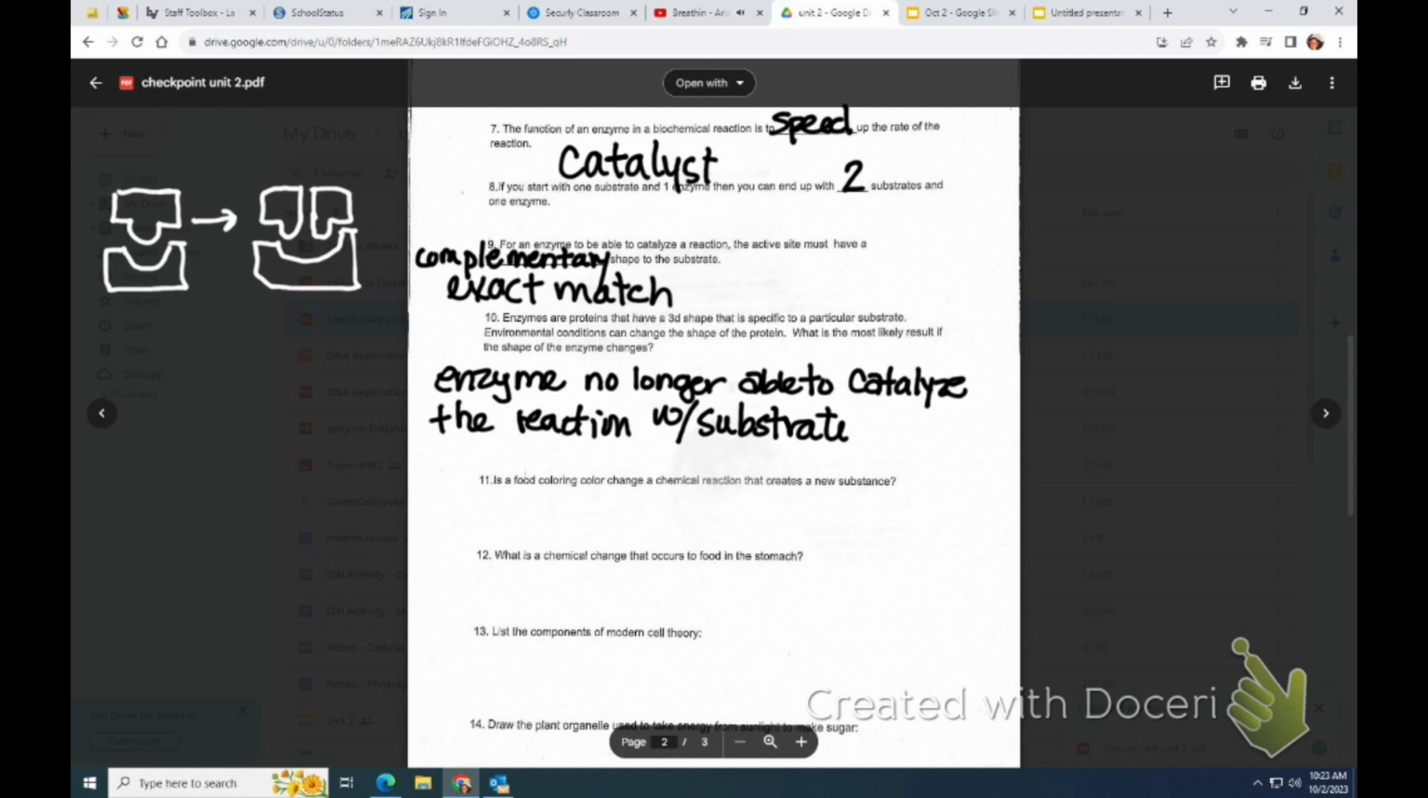Number 11. Is food coloring color change a chemical reaction that creates a new substance? No. Because no new substance was formed. Even though the color changed, it doesn't matter. You can have a color change and it not be a chemical reaction. You can have a gas and it not be a chemical reaction.